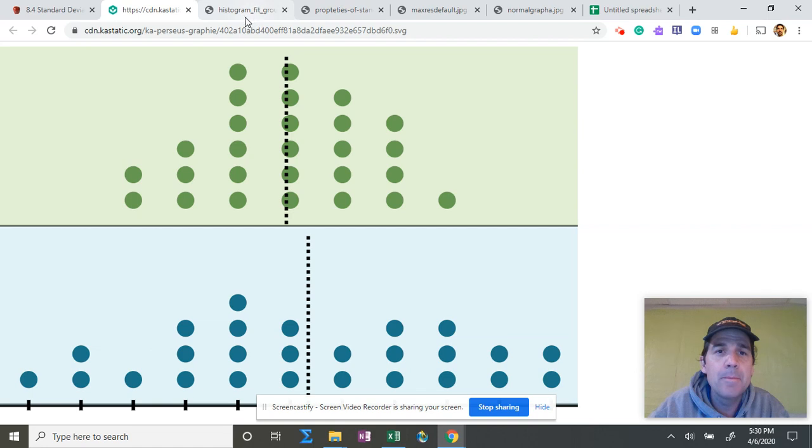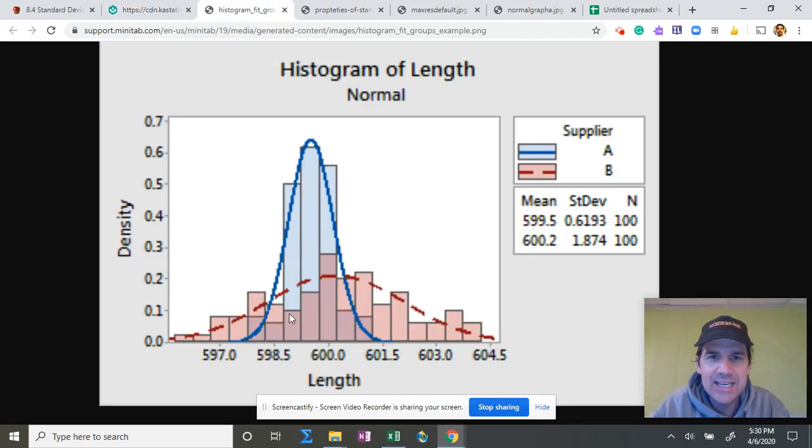Now let's look at another one where we take a histogram and we make a curve. See, there's two different suppliers here. There's the blue supplier and the red supplier. Supplier A is the blue one. Notice if you look at the histogram for supplier A and you fit a curve to it, this is called a normal distribution. And all the data is tight. That means we have a low standard deviation. It doesn't deviate too much from the mean, so it's got a very small standard deviation.